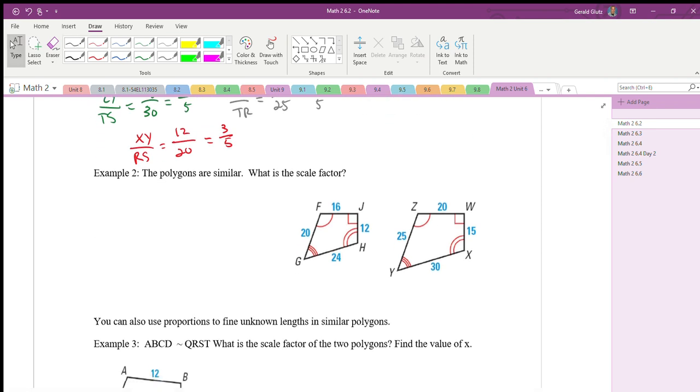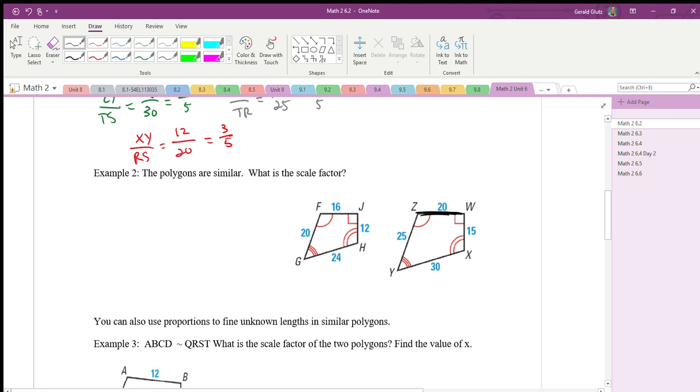So moving on to example 2. The polygons are similar. What is the scale factor? It tells us they're similar, so we know the sides are proportional and we know all the corresponding angles are congruent, which they list here for us. If I want to find the scale factor, I can take one of the sides. I'll start on the top, the one on the right. It doesn't really matter what side you choose.